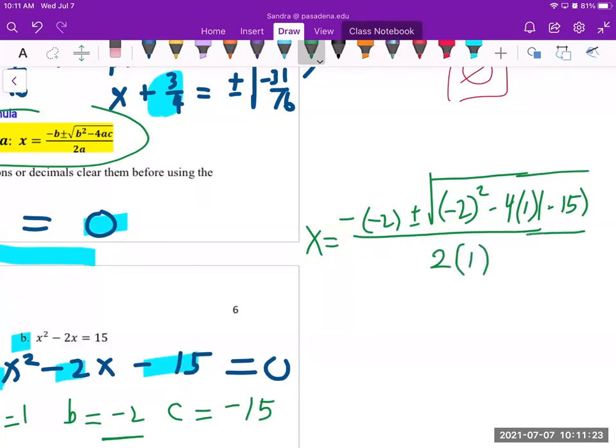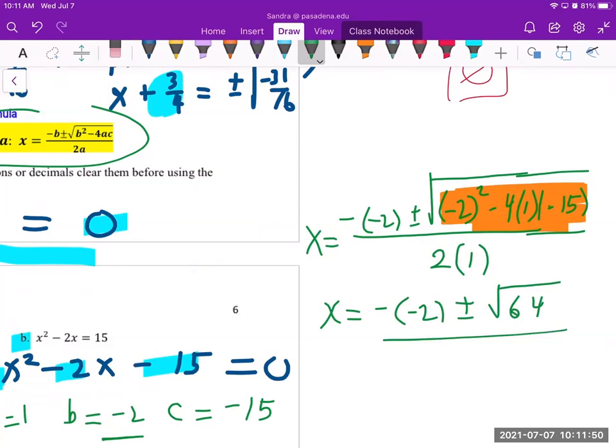Okay, now using a calculator, you are going to input this piece first into the calculator only, the way you see it. Please go ahead and do that. And when you do, you should get 64. So then x is equal to -2 plus or minus the square root of 64, over 2 times 1, which is 2.